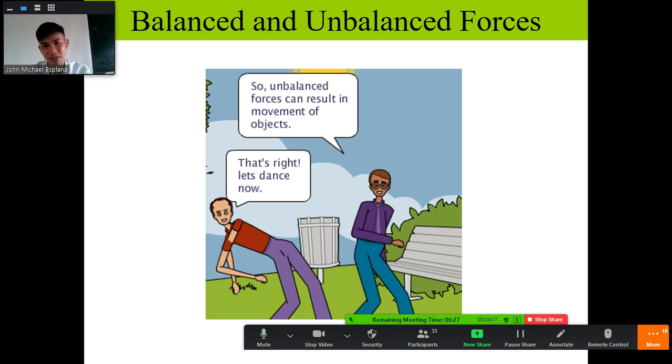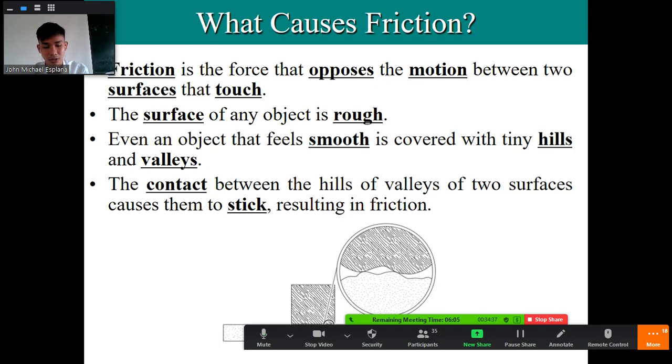So unbalanced force can result in movement of objects. Okay, so unbalanced forces can result in movement of an object. Okay, so not actually movement kasi a moving object can be stopped. So change in state of motion. Okay, so yung friction, we'll tackle that next.